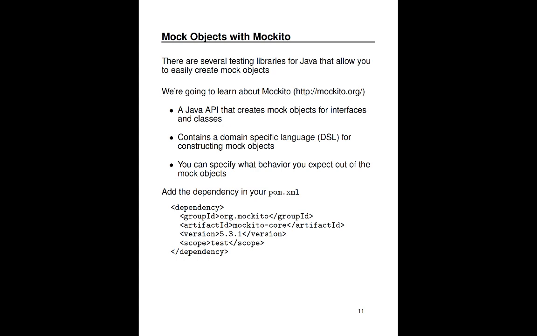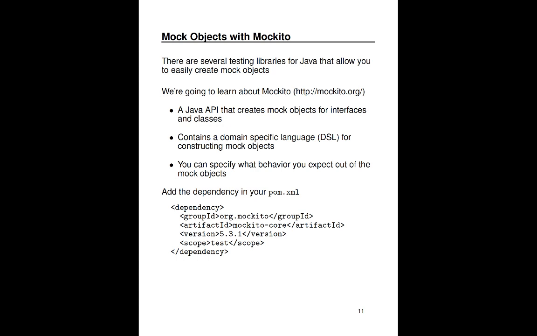And so they did what software developers often do, which is to create a library. There are several libraries out there for the Java programming language that allow you to easily create mock objects and then leverage the dependency injection pattern in your code to make easy tests for complex code. We're going to learn about one of them called Mockito, which can be found at that website.